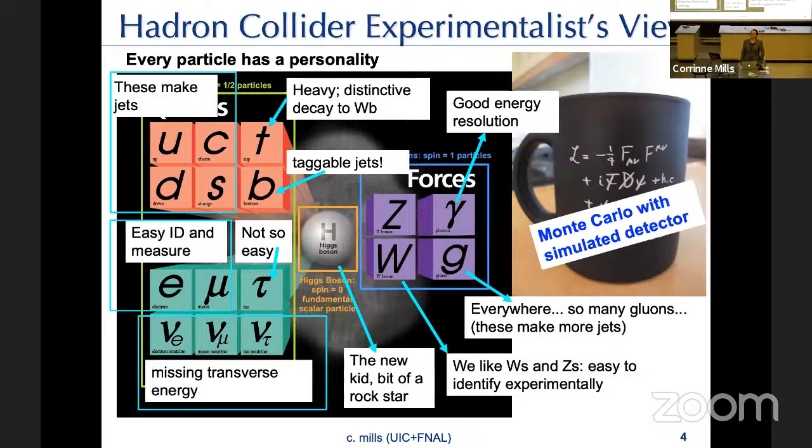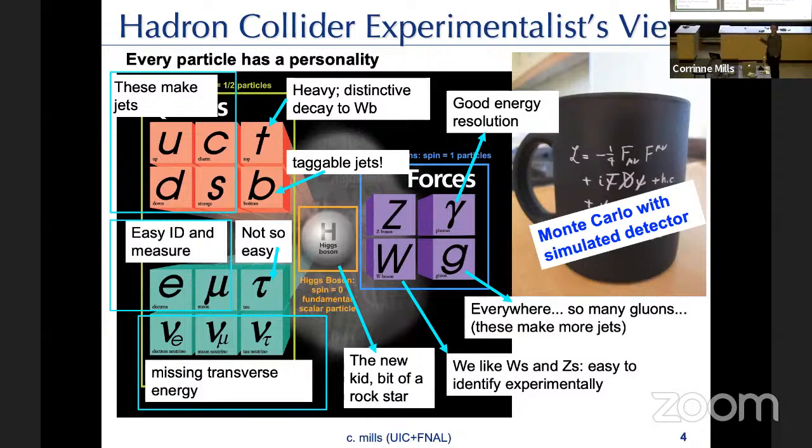If you're an experimentalist, each one of these particles has its own distinct personality and quirks, and you have your own personal relationship with that particle after enough years in the field. And mine is up, down, charm, strange. These make jets. It's actually a new paper where we can really start to tell charm jets apart best, but that's different. Top: heavy, distinctive decay to a W boson and a quark that will be relevant later in the talk.